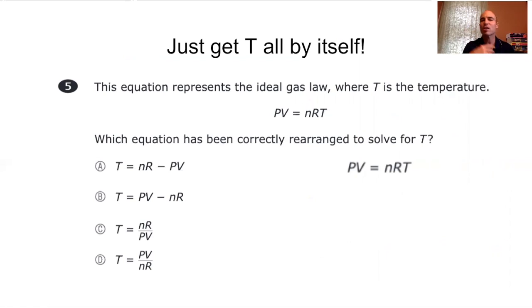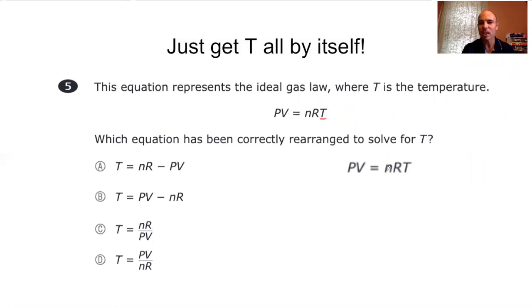Even if you're not solving for a number, instead you're just solving for a variable expression like we are in this case. So anyway, the equation represents the ideal gas law where T is the temperature, right? Which equation has been correctly rearranged to solve for T? So basically getting T all by itself, right? I rewrote the equation here so we could do it together step by step.